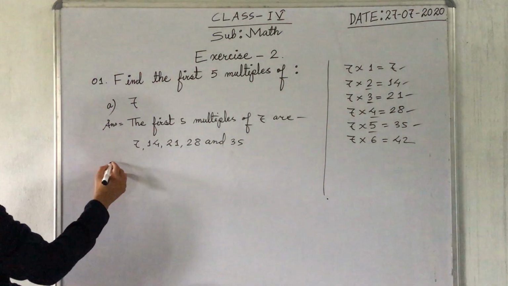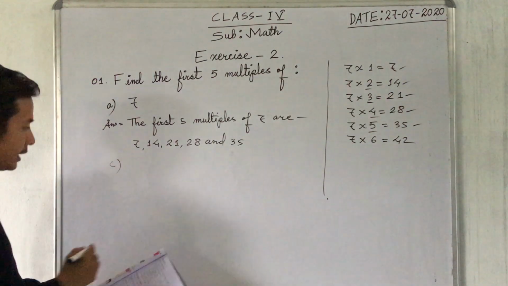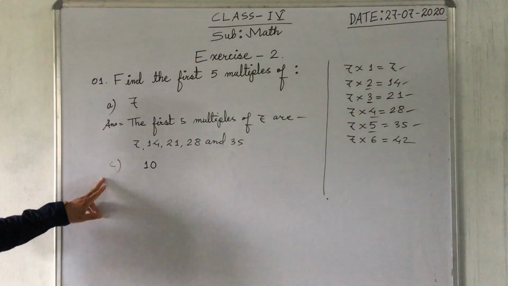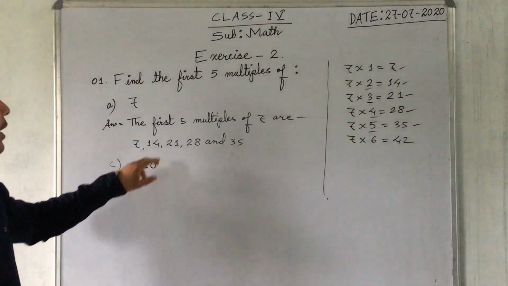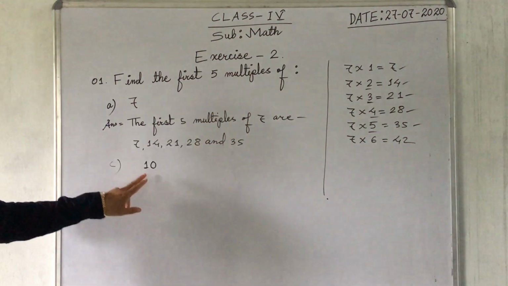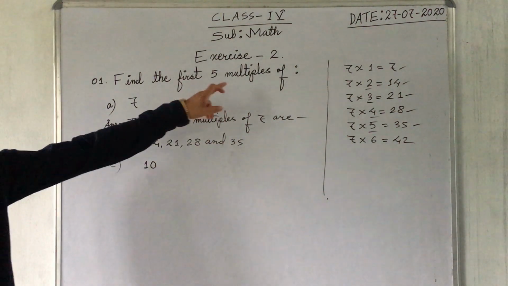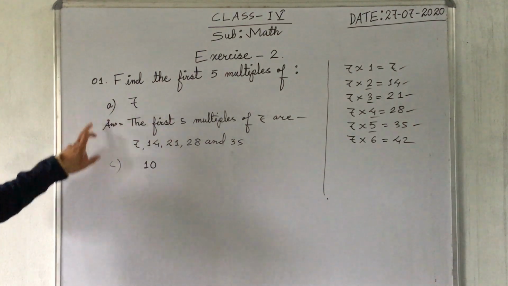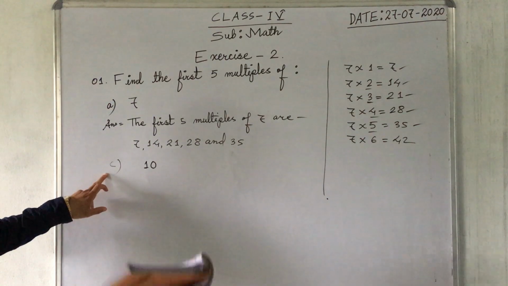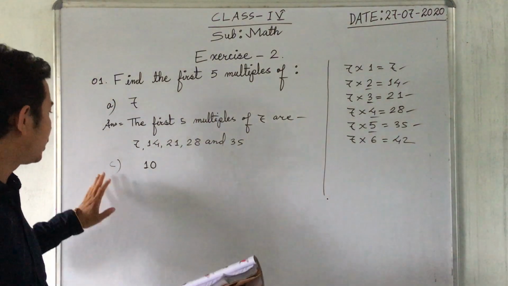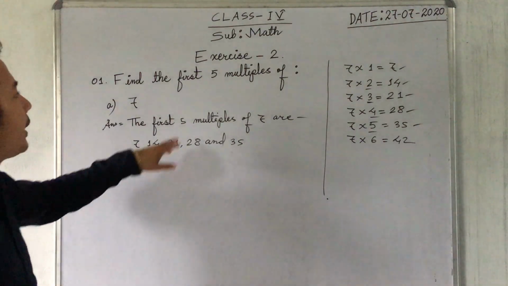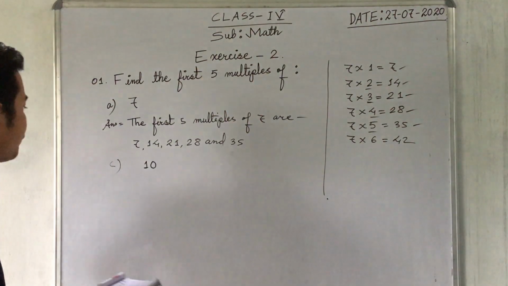Now in the same way, I am doing number C also. In number C, the number is 10. That means we have to find the first 5 multiples of 10, not the first 5 multiples of 7, because 7 is question number A. I am not doing question number B, I am doing question number C, and in question number C there is 10. So we have to find the first 5 multiples of 10.